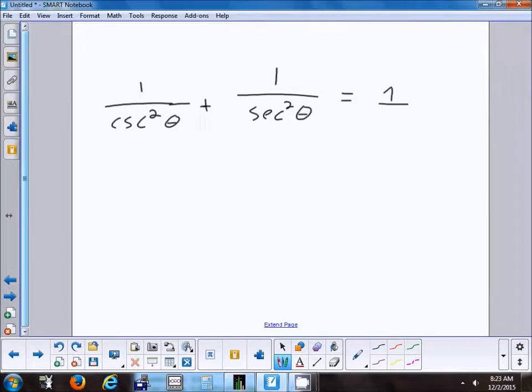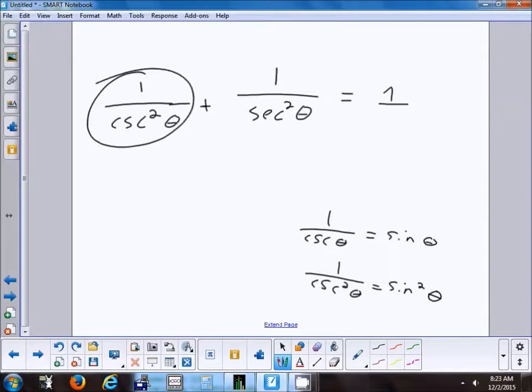Also, changing things to sines and cosines might be the way to go. Okay, I think that's going to be the way to do it, but maybe not exactly the way we're used to. So let's start with this cosecant squared. From our reciprocal identities, we know that 1 over cosecant is the sine. So let's use this same identity except with a higher power. 1 over cosecant squared is sine squared. Okay? So that's what this first part is. It's sine squared.